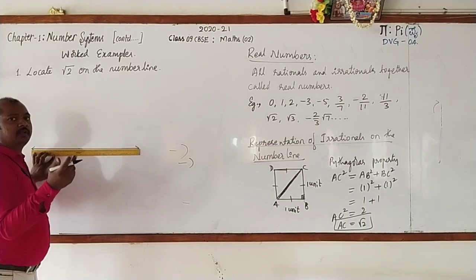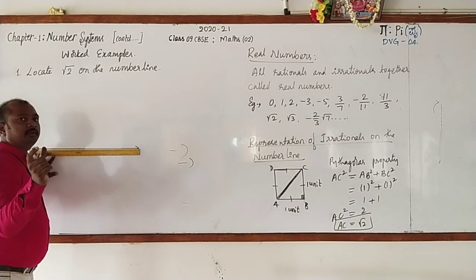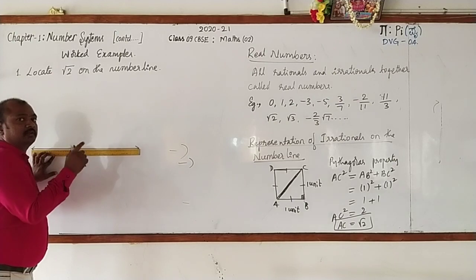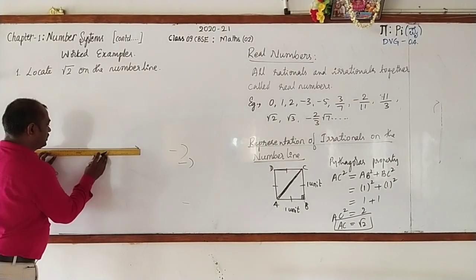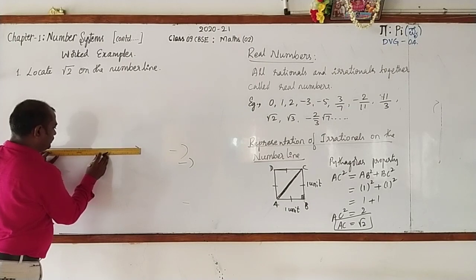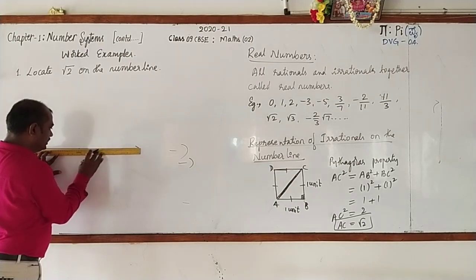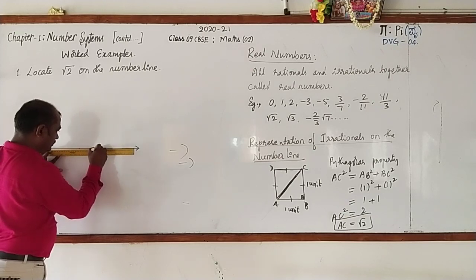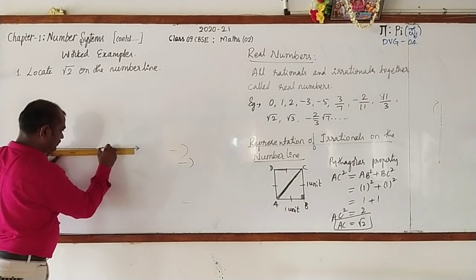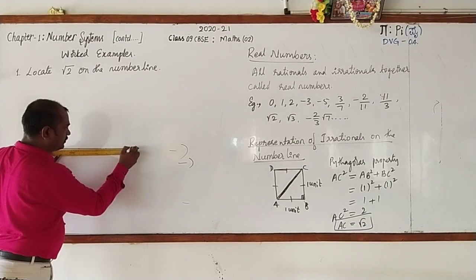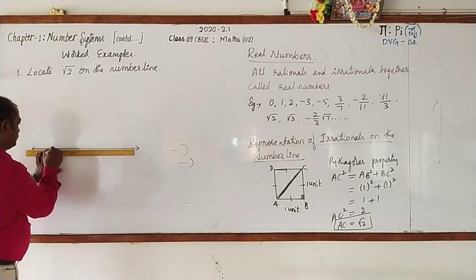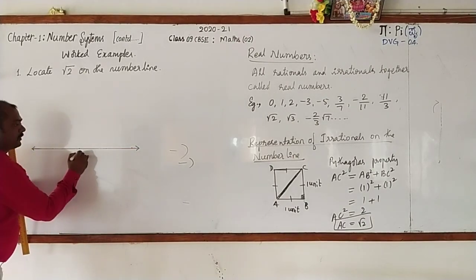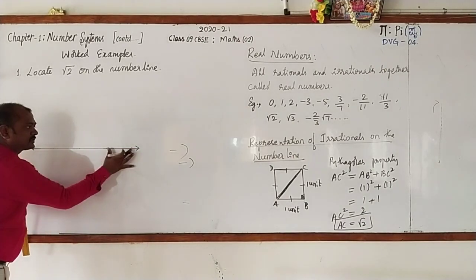It is better to take 2 centimeter as 1 unit. The distance will be more comfortable for construction. Here I am taking for every 2 centimeter. But here I should take more. Yes. Got it? Unit distances.